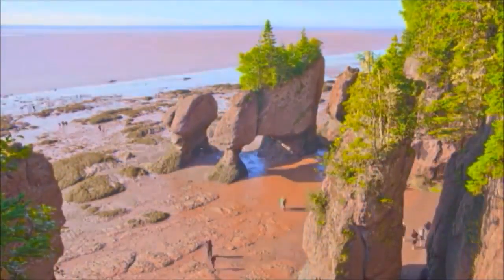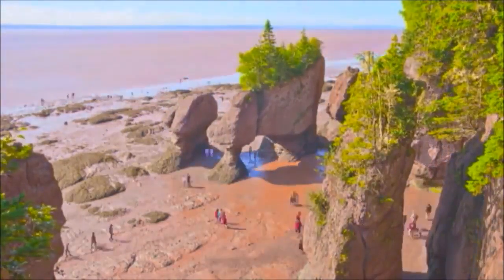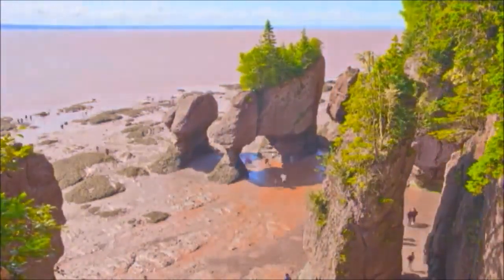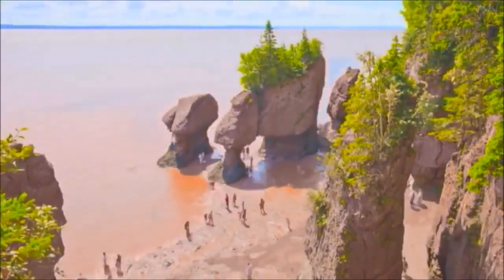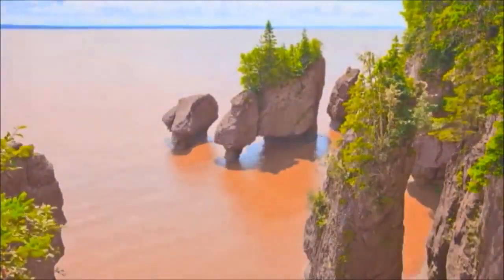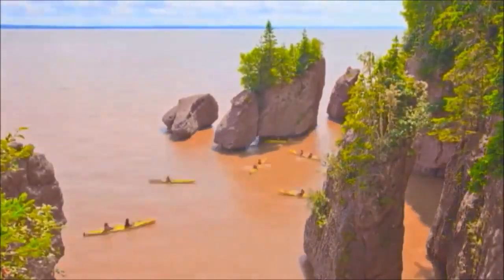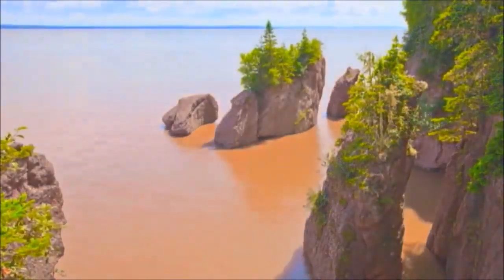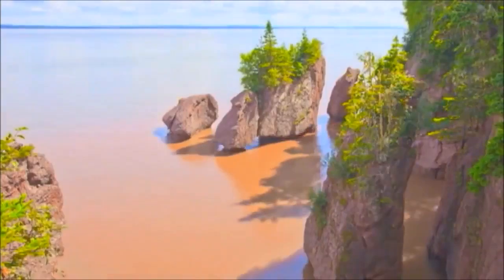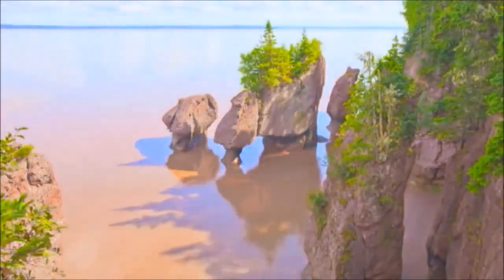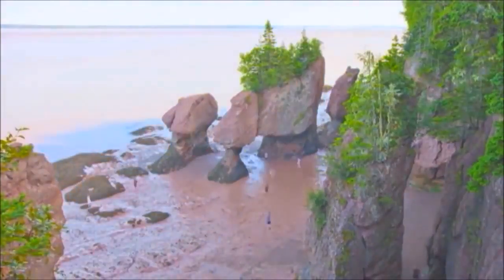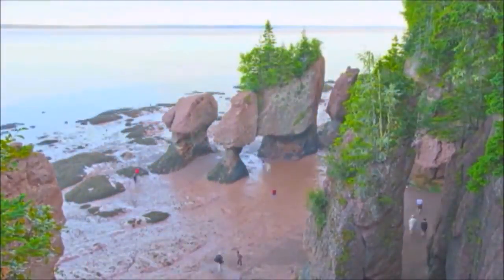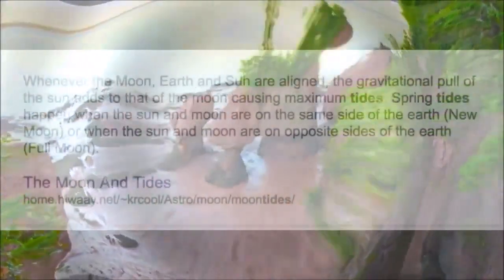Man, I'm just up here looking at the tides. It's a peaceful day here in France. They go up and they go down. And that got me thinking, how do the tides work?